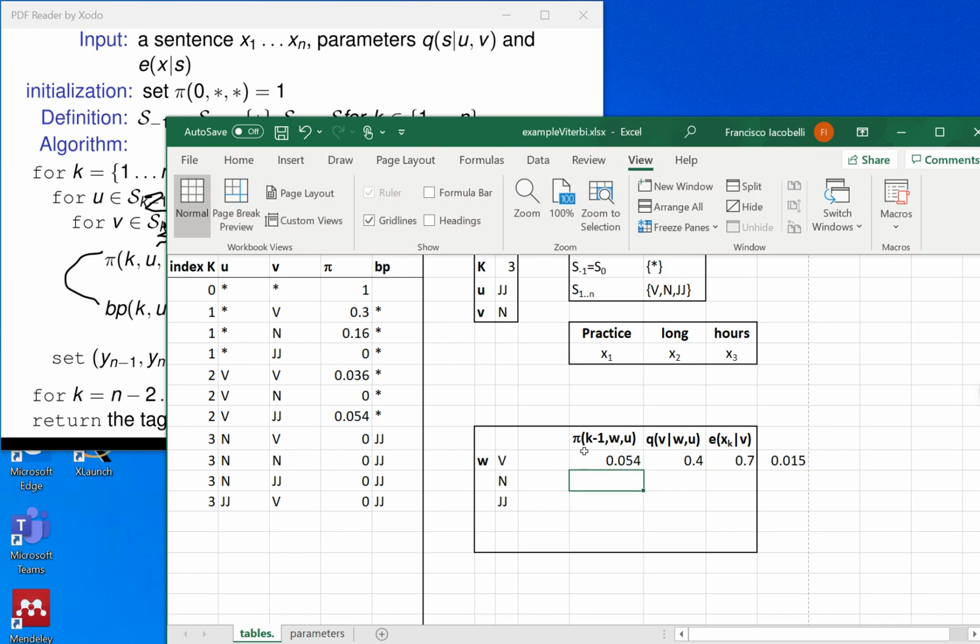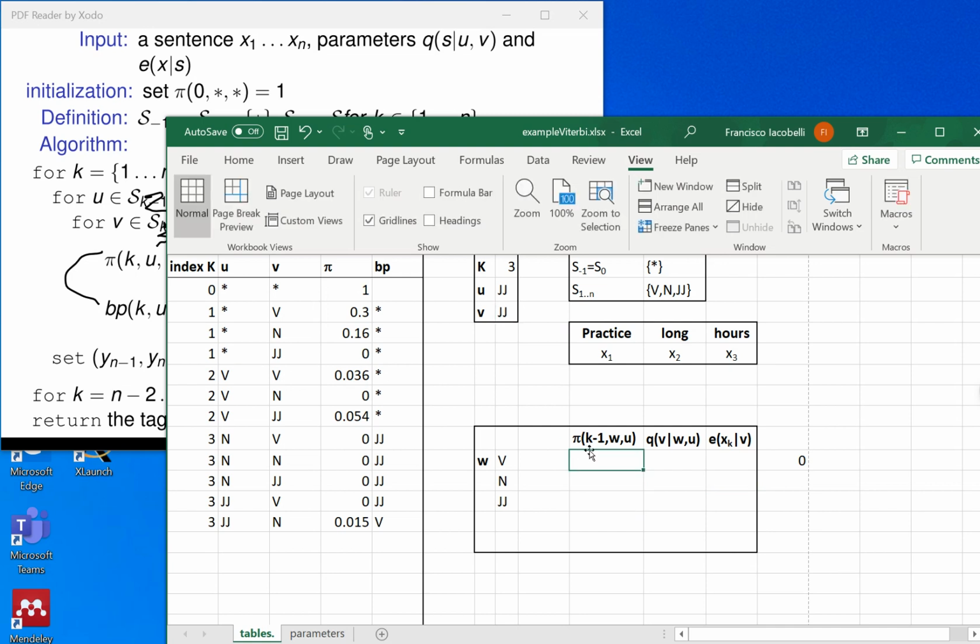Now we're looking for pi of K minus 1, which is 2 N JJ. It's not here, so it's 0. And the same thing happens with 2 JJ JJ, which is 0. So now here's the maximum value, right? For 3 JJ N, the maximum value was 0.015, and the tag that generated that maximum value was V. All right, we erase this and we move to the next tag, JJ.